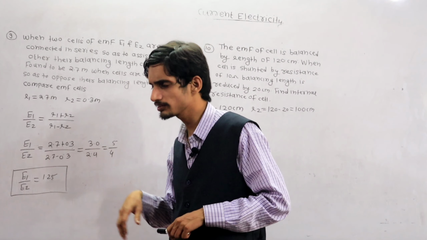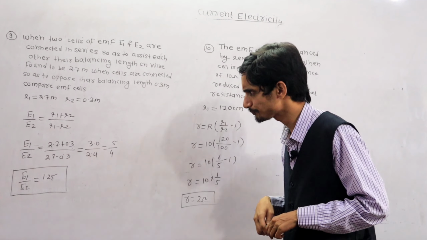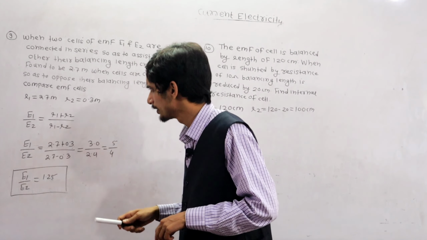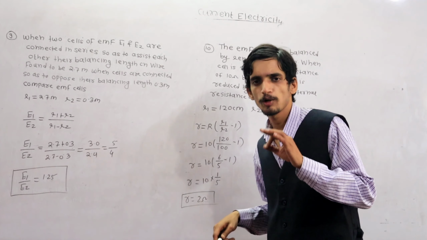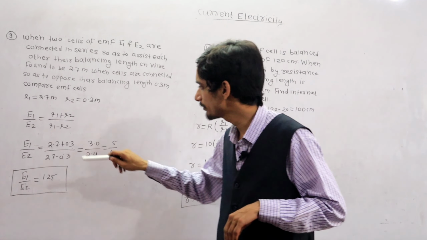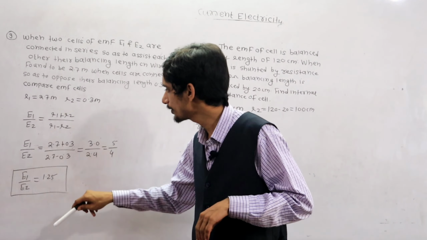So using the sum and difference method, E1 by E2 is equal to L1 plus L2 upon L1 minus L2. So E1 upon E2 is equal to 2.7 plus 0.3 upon 2.7 minus 0.3. So it is 3 upon 2.4, which is 5 by 4. So E1 by E2 is 1.25. Okay, so in this way you can compare the EMF of cells.